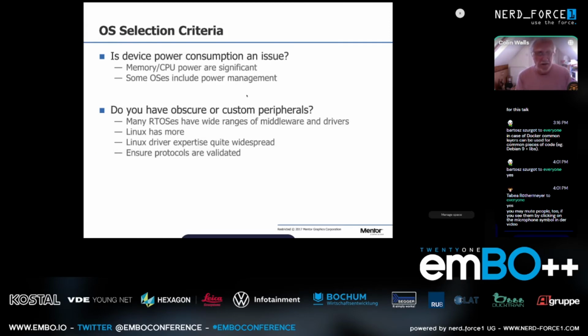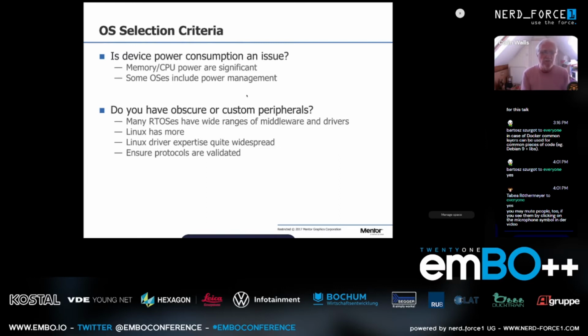Is power consumption an issue? Well, the power of the CPU is important, and the amount of memory will affect the power consumption. So if you can get away with a lower power CPU and you can get away with less memory, then you will use less power. And therefore that would favor an RTOS over a bigger operating system perhaps. And many operating systems include some kind of power management. Linux does, and many RTOSes do as well. So that's something to look out for if power consumption is a particular issue to you.